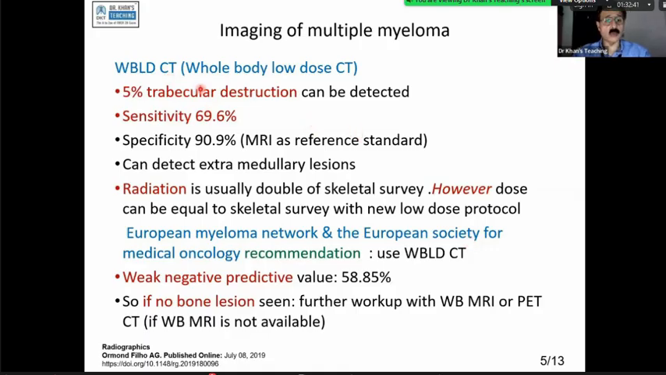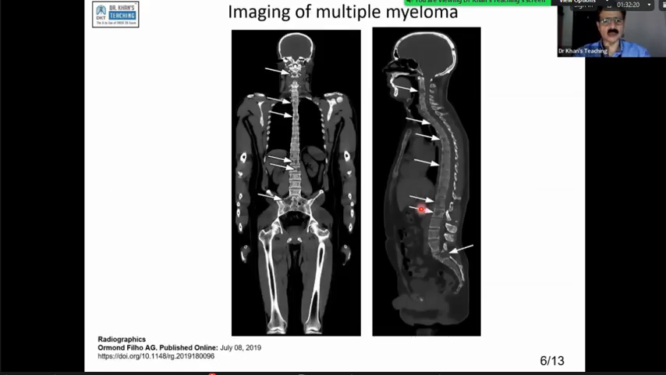So here, whole body CT sensitivity is this one, and radiation dose is usually double. But if you use low dose protocols, then it will be lower. The European Myeloma Network and European Society recommendation is whole body CT. This is their recommendation because CT is available everywhere, whole body MR is not, and you can see these lytic lesions in a CT.